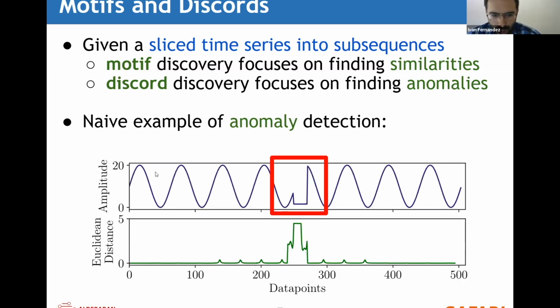Here we have a very regular time series in blue that has a very different subsequence over here. So if we use Euclidean distance to check what is the similarity between the different subsequences of this time series, we will obtain, for those subsequences that are very similar to the rest, distances that are very close to zero, and for the subsequence that is very different to the rest and its surrounding zone, we will obtain high distance values. So this is an example of a discord or an anomaly.